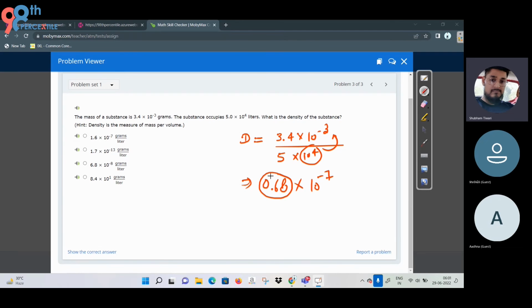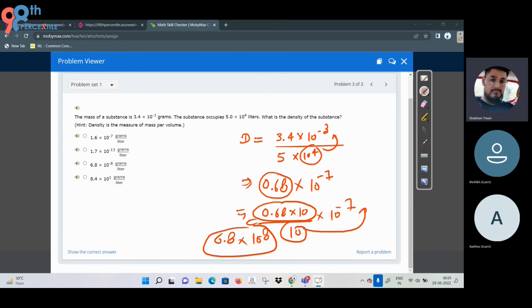But as you know, we need this value between 1 and 10, we cannot keep it less than 1. So I need to make it 6.8. I can multiply by 10 on numerator and denominator. 0.68 multiplied by 10, divided by 10, with 10 to the power negative 7. So 0.68 will become 6.8. And you can see that 10 is in the denominator. If this 10 comes to the numerator, it will be 10 to the power negative 8. Which option is correct? 6.8 times 10 to the power negative 8, which means option C is correct.